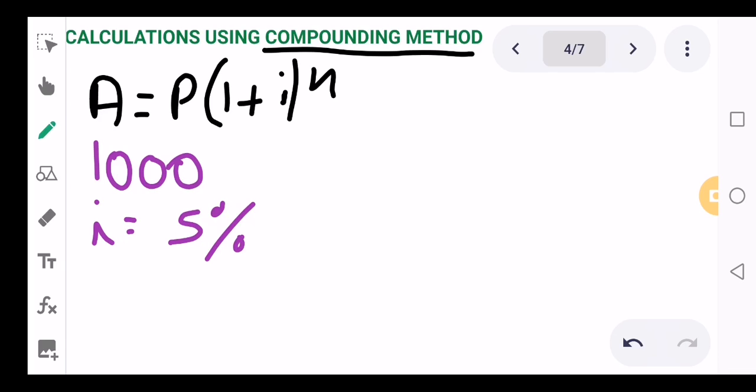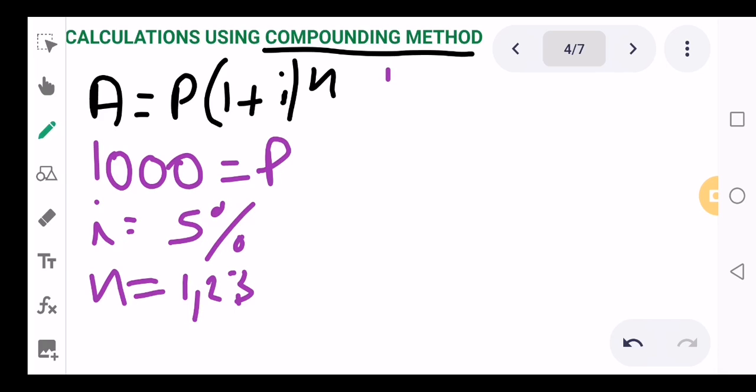So what is P? P is 1,000. I'll repeat the question. Person A invests 1,000 rupees in a bank which offers him a 5% interest rate, compounded annually. N is not mentioned, so I'll show you for 1 year, 2 years, and 3 years, so that there is more clarity.